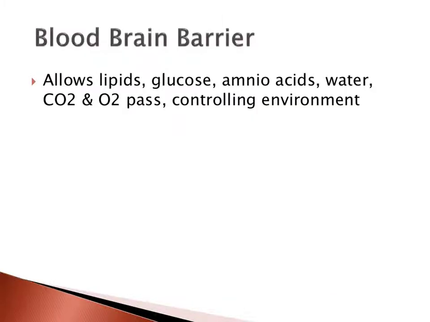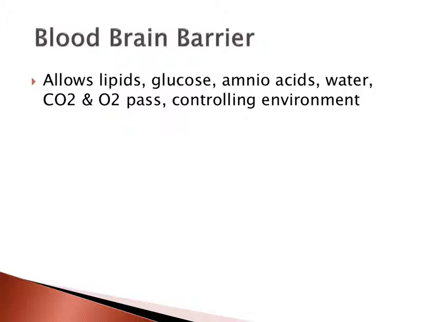So now we're talking about the blood-brain barrier. The thing that you need to know about the blood-brain barrier is that lipids, glucose, amino acids, water, CO2, and oxygen can pass. It is a controlled environment. It is there to protect your brain, so not everything can pass through the blood-brain barrier. This is a defense mechanism for our body. We don't want just anything being able to cross that barrier into our brain, because then we have far more damage.